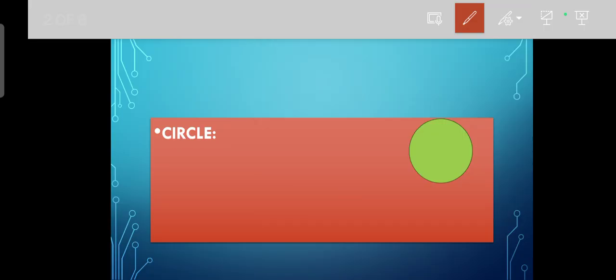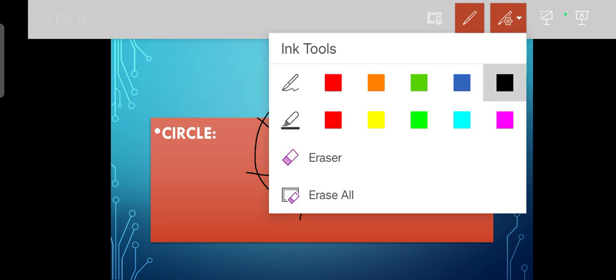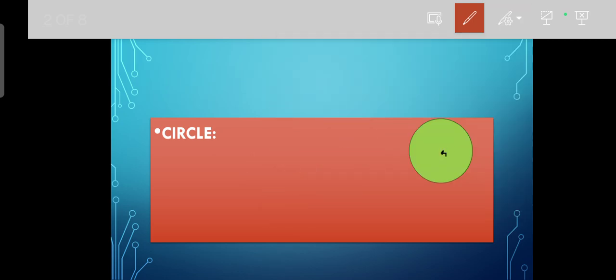For example, this is a circle and this is the center of the circle. The points which are on the boundary of the circle, all these points are equidistant from this fixed point, and this fixed point in the circle is known as the center of the circle, and this is denoted by O.